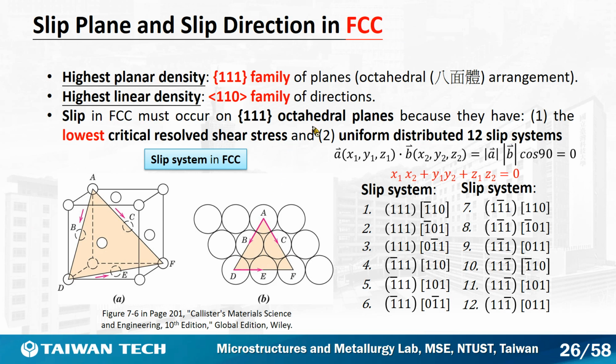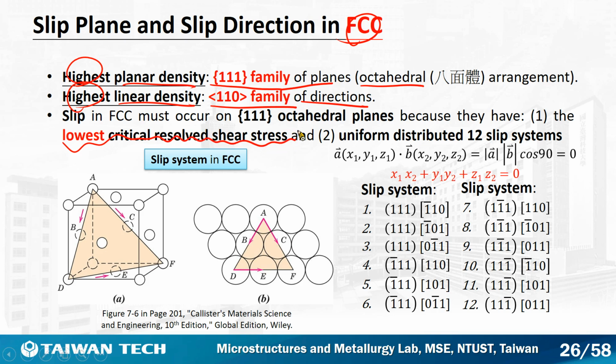Okay, and let's talk about the slip system in FCC structure. So let's first try to find out the highest planar density plane and the highest linear density directions. They will be the {111} family of planes with an octahedral arrangement and also the <110> family of directions. A slip in FCC must occur on {111} octahedral planes because it will have the lowest critical resolved shear stress.